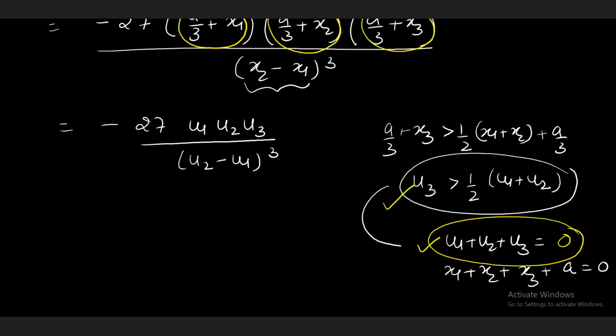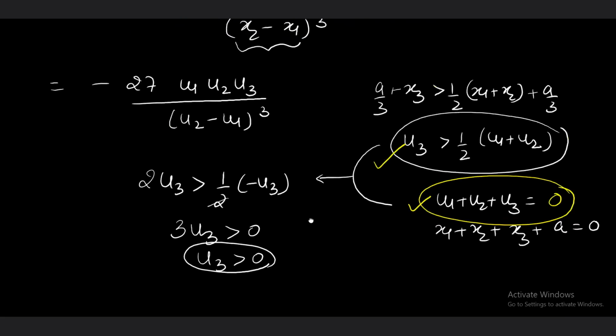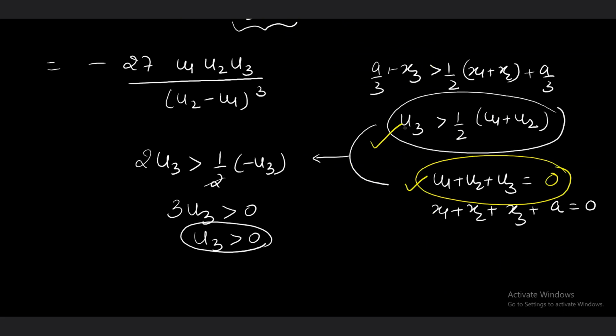See, from these two I'm going to write first of all u3 is greater than 1 by 2 minus u3. I'll cross multiply 2 over here. What I'm getting is 3u3 is greater than 0. That means I got the sign of u3 as positive. u3 positive आ रहा है. u3 is greater than 0. And it is also greater than u1 plus u2. Okay, it is always also greater than u1 plus u2.